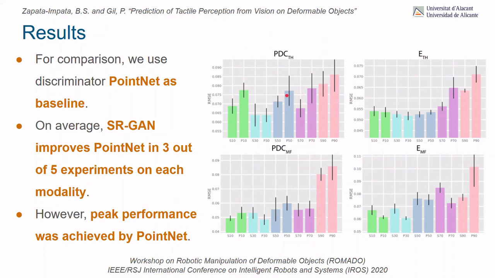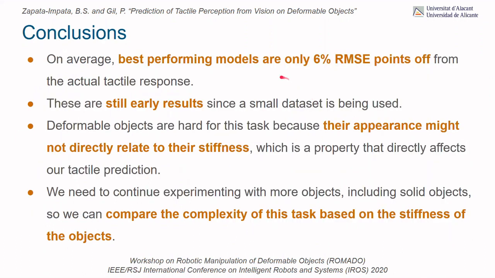And on average, we can see that the SR-GAN improves the performance of PointNet in at least 3 out of 5 experiments. Like in this case, it improves it in 1, 2, 3, and 4 experiments, although there are cases in which it cannot improve it even once. However, the peak performance of the system was achieved with PointNet. So in conclusion, we can say that the best performing models are only 6% error points off from the actual tactile response. These are still early results since we are using a small dataset, and deformable objects are really hard because their appearance might not directly relate to their stiffness, so we want to continue experimenting with more objects, including solid objects.